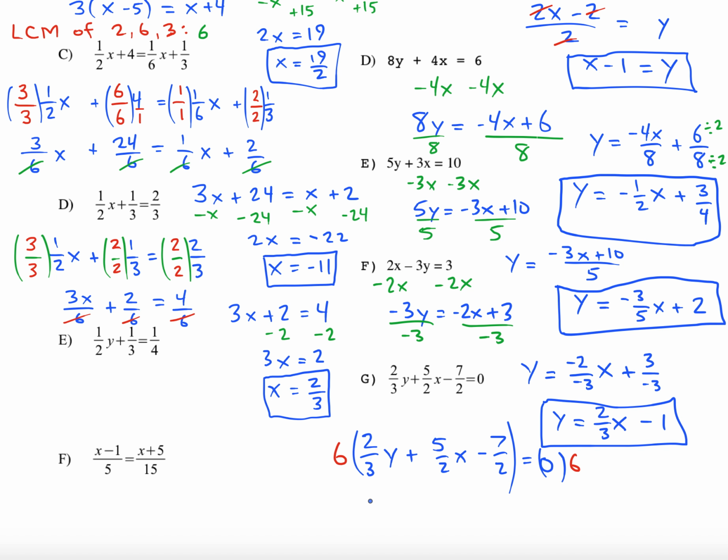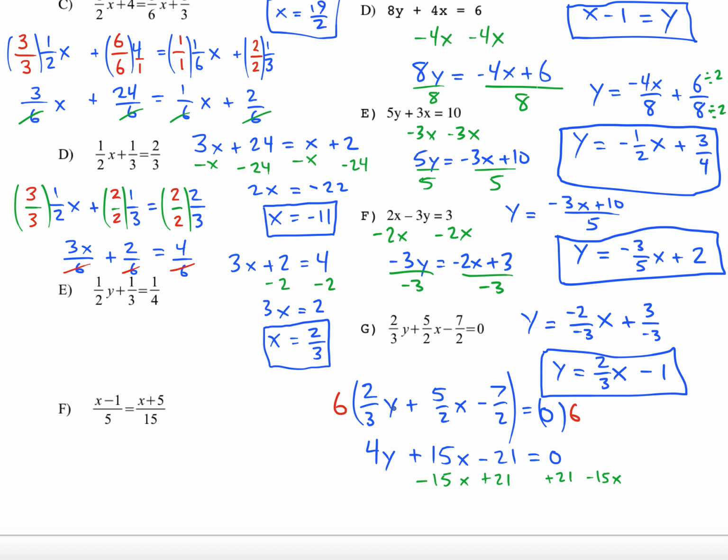Now over here we're going to get 4y, 15x, minus 21 equals 0. 6 times 0 is 0. And then we would just solve it. I'll move the 21 over. And I might as well move the 15x over as well. Okay, that's going to give us 4y equals negative 15x plus 21.